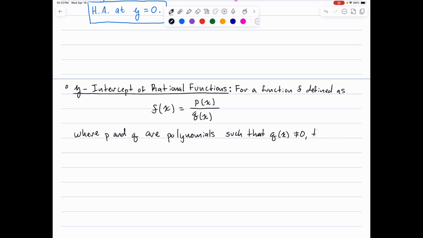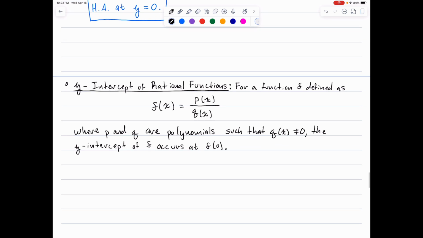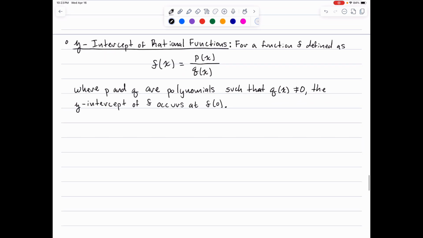the y-intercept of f occurs at f of 0, and we'll write it as an ordered pair when we do it. So we're just going to plug in 0 to find our y-intercept here.